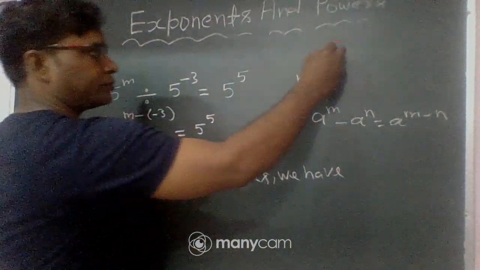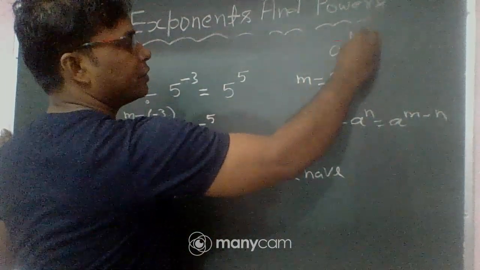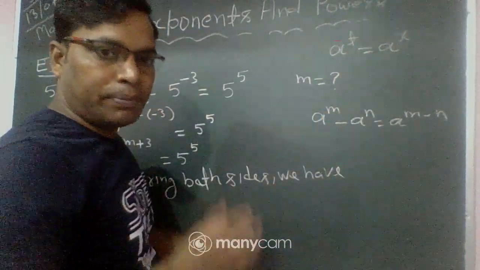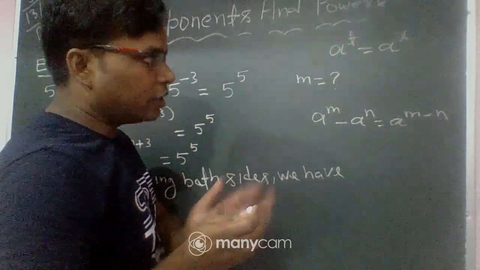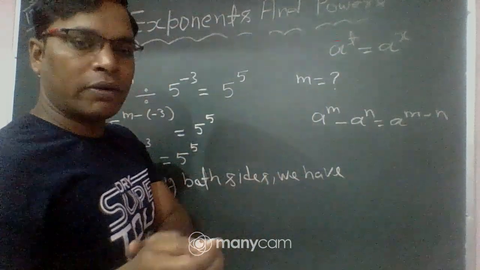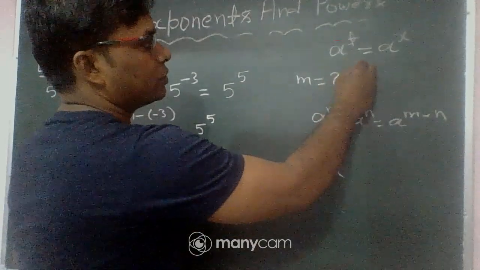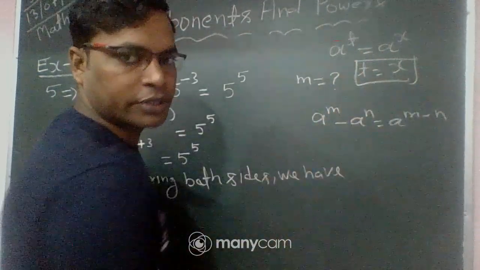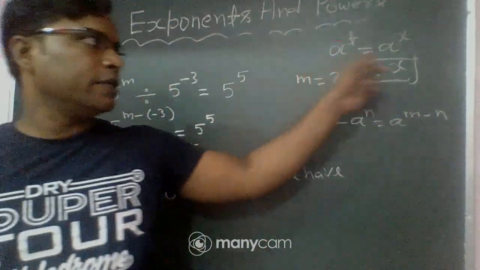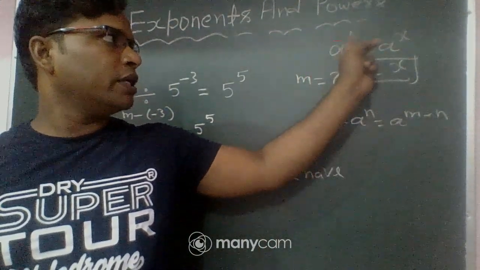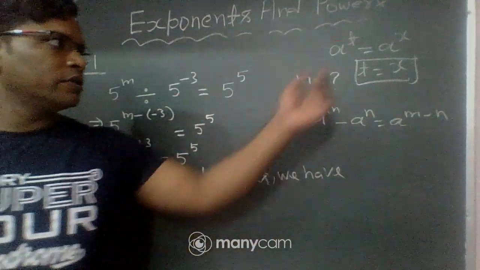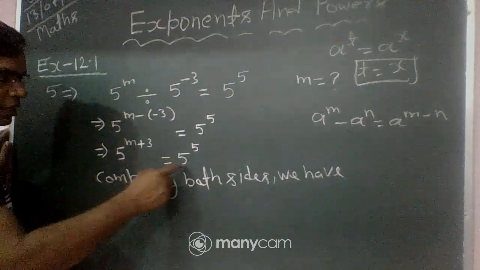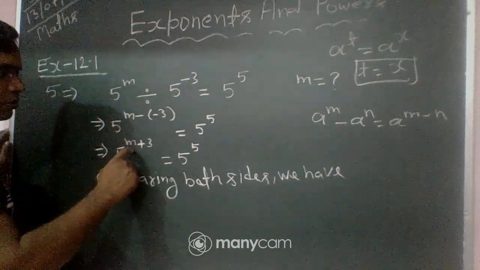If a power t is equal to a power x, okay, if bases are the same and they are equal, then the powers are also equal. So t is equal to x. This is clear. If bases are equal, you can see here the base is a, so the power is also equal. According to this law, we can compare here both sides: the bases are equal, then the powers are also equal.